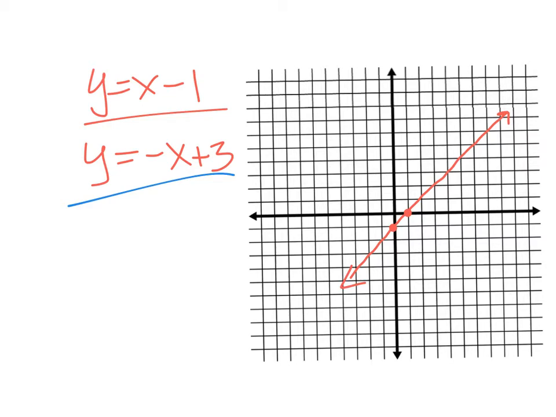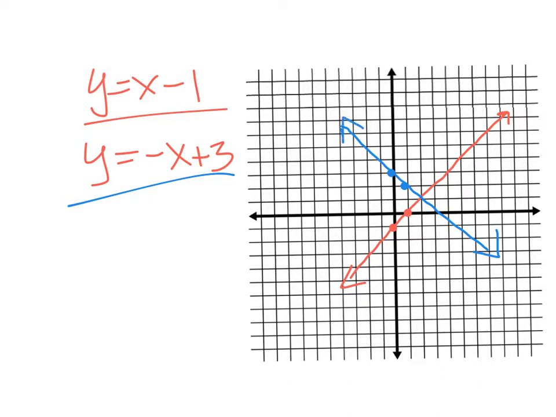Okay, for my blue line, the next one, what is my y-intercept? 3. Up 3. 1, 2, 3, put a dot. What's my slope? Negative x. So negative 1. So I go down 1 over 1, and draw a straight line. Yes, I did it.